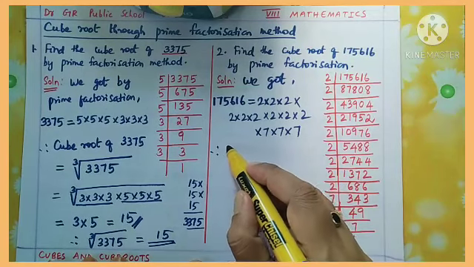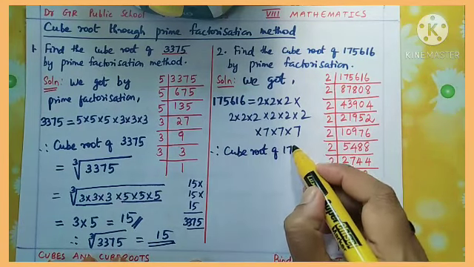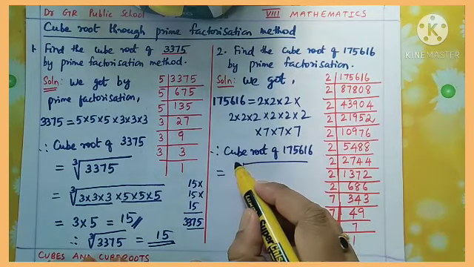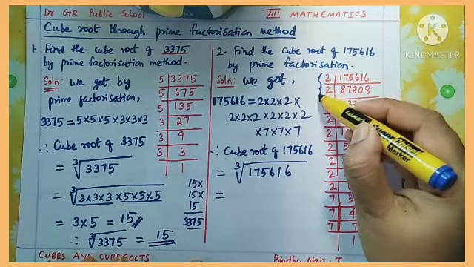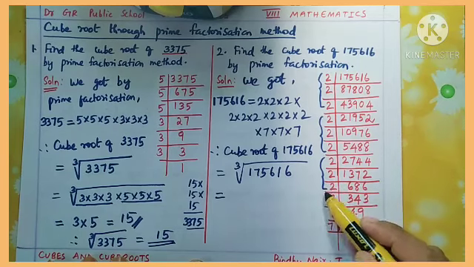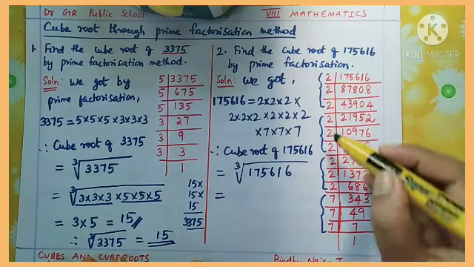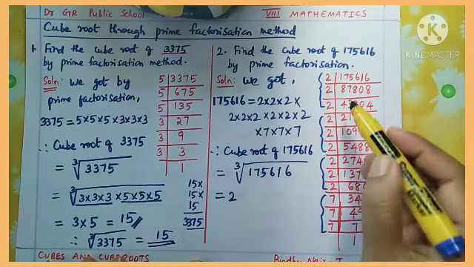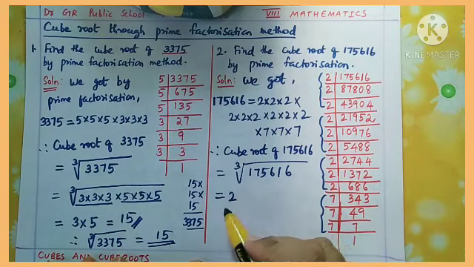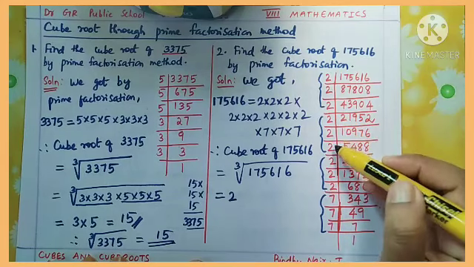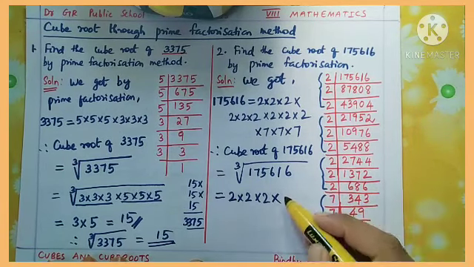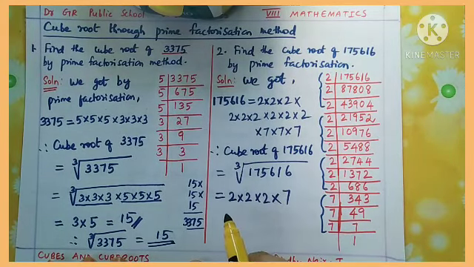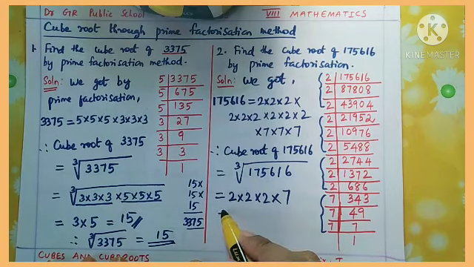Therefore our required cube root of 175616 is equal to, write inside the symbol. What I said, from each triplet you want to take one number and multiply. I am writing the answer directly. From these 3 twos you are taking 1 two. When you are taking the factor outside, you don't need to put the root symbol. So 2 into, from these 3 twos again 1 two, and from these 3 twos again 1 two, then from the 7s you take 1 seven. So 2 into 2, 4, 4 into 2, 8, 8 into 7, yes, 56. So we got answer 56.